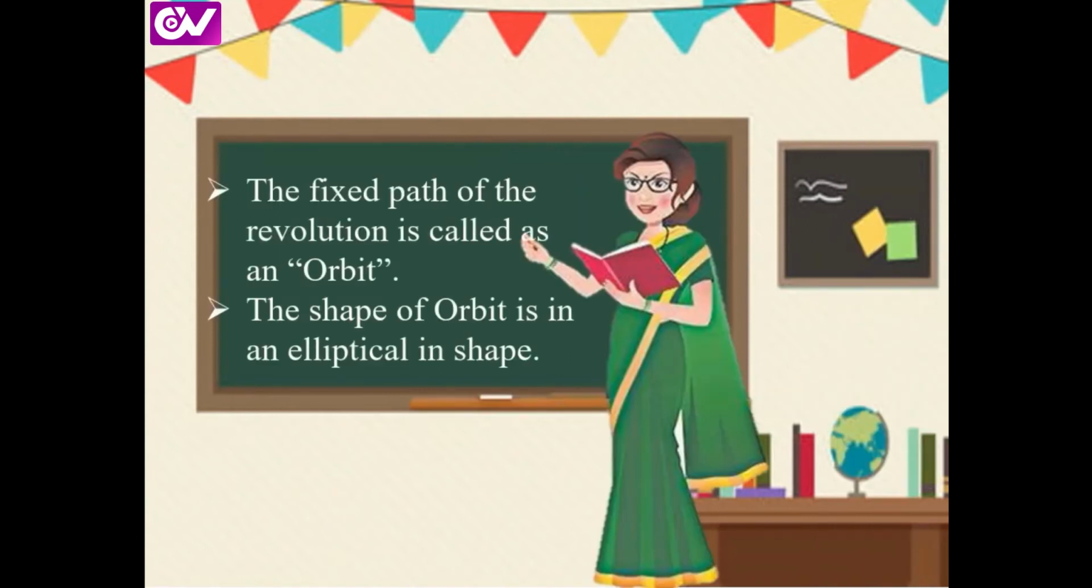The fixed path of the revolution is called an orbit. Fixed path means the path of the revolution period. That is called orbit. Otherwise, we can say it is the curved path of any celestial body. That is called orbit. The shape of the orbit is elliptical. Elliptical means elongated circle, one big circle.